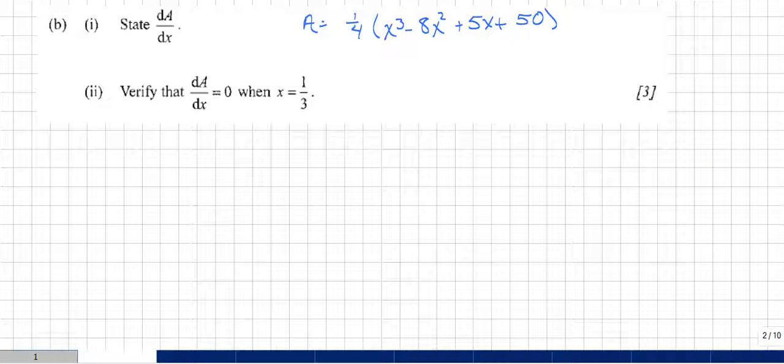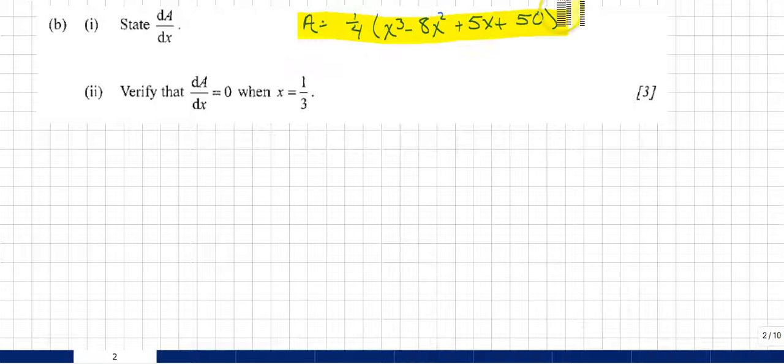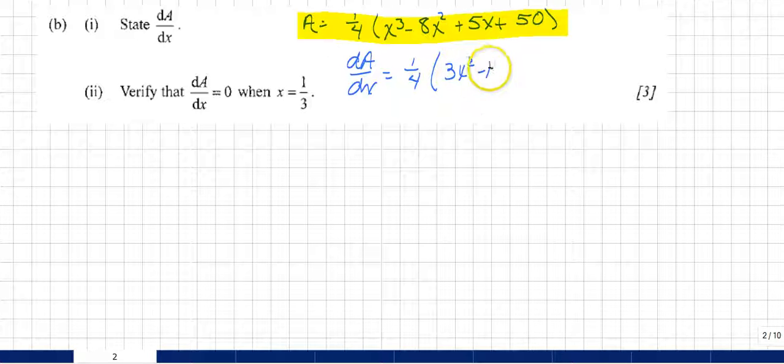Okay, so for part B, we've gone from the trig to the calculus. They want you to find the derivative of the area with respect to x. So here's our answer from part A. The area formula, all we have to do is take the derivative of that. So dA/dx. That constant 1/4, it just comes down, and then the derivative of all the rest, it's 3x squared minus 16x plus 5.